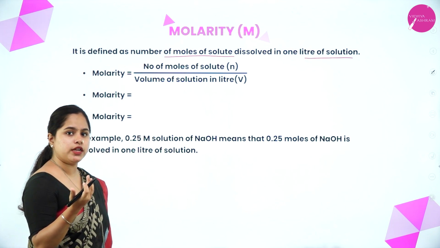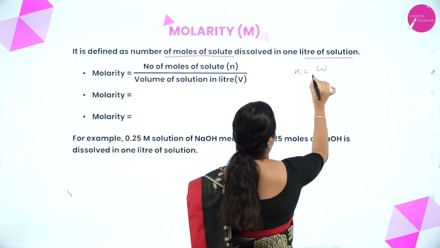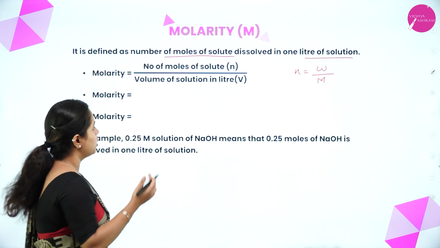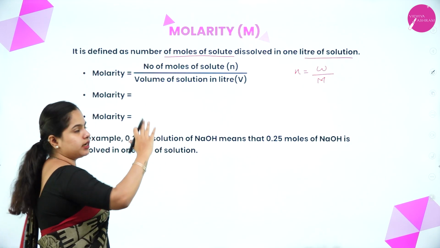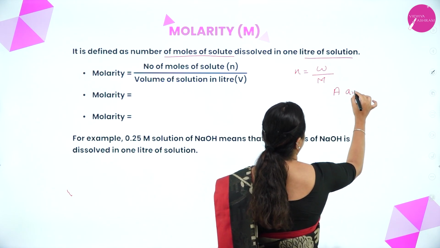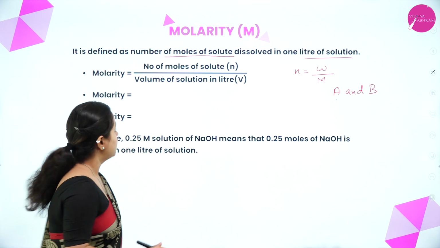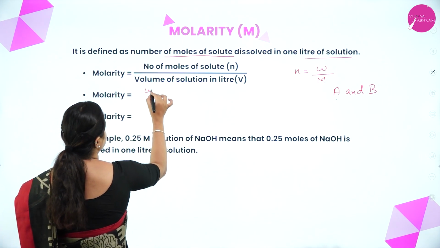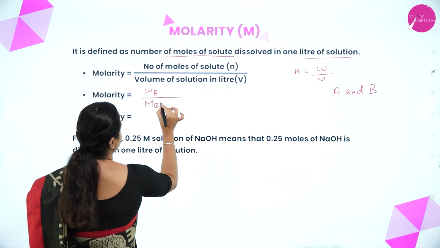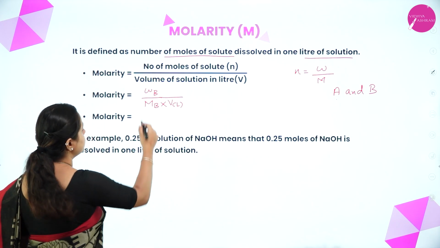What is the equation for finding the number of moles? It is your mass by molar mass. We are talking about it in terms of solute. So if A and B are my two components, A will be my solvent and B is my solute. So how can I represent it? Can I represent it as WB by MB into volume in liters? Can I write it like this?